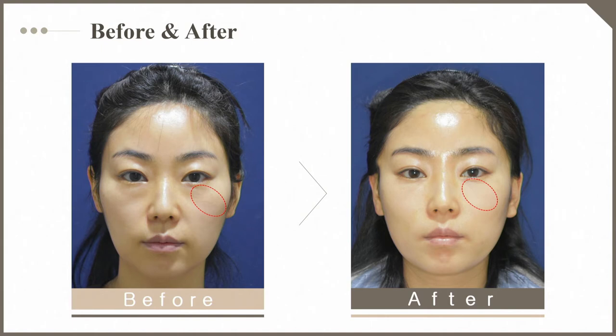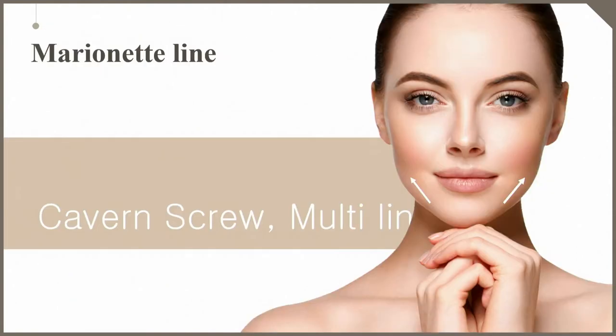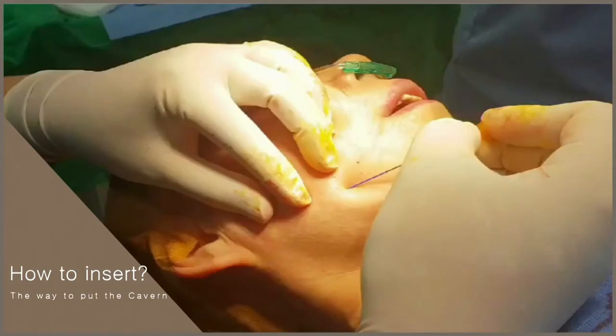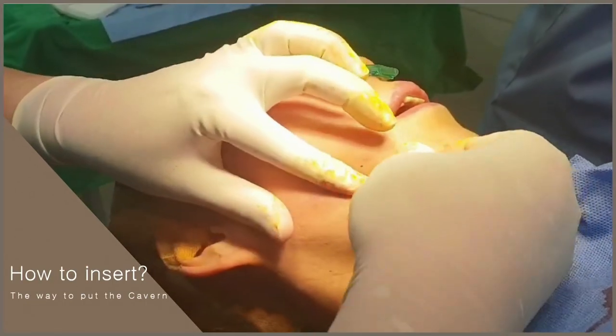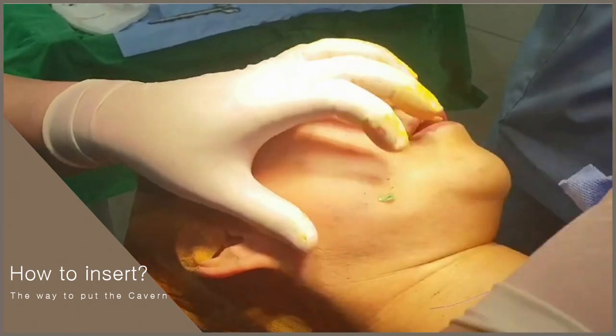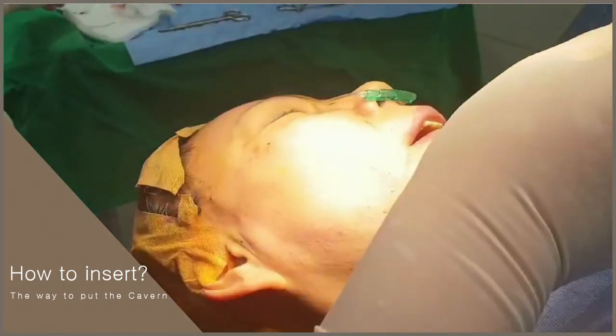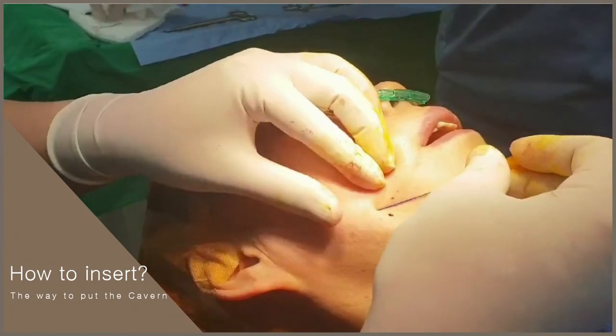I inserted a multi-line thread to correct the lower eyelid irregularity and nasojugular groove for this patient. This scaffold type thread is also used to correct the Marion line. There is some height difference across the line. The medial side is usually lower than the lateral side. You can just insert the scaffold type thread from the medial side to the lateral side across the Marion line. The stepping will be improved.